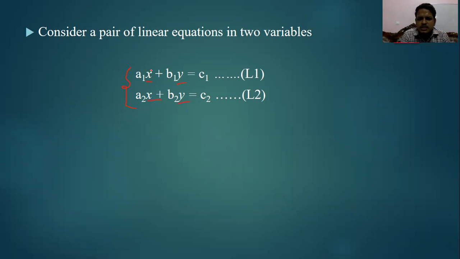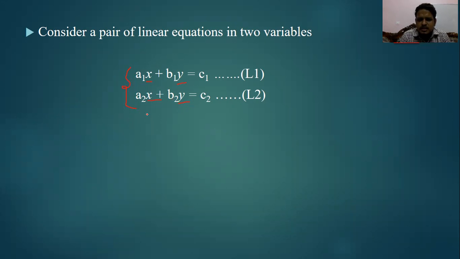Suppose if we put x equal to 1 in this equation and y equal to 1 in this equation, then those values of x and y will also satisfy this equation. Then only we can say that x equal to 1 and y equal to 1 will be a solution for this given pair of linear equations. So we have to find out the solution.